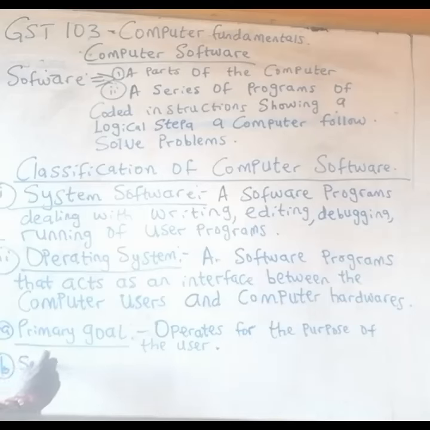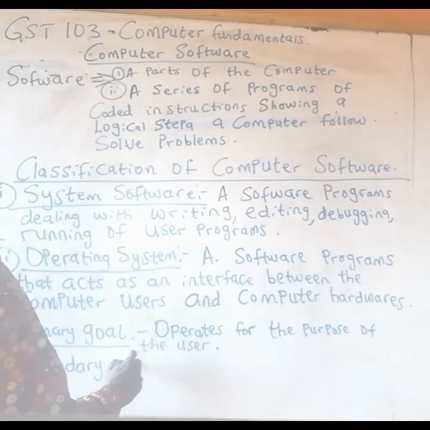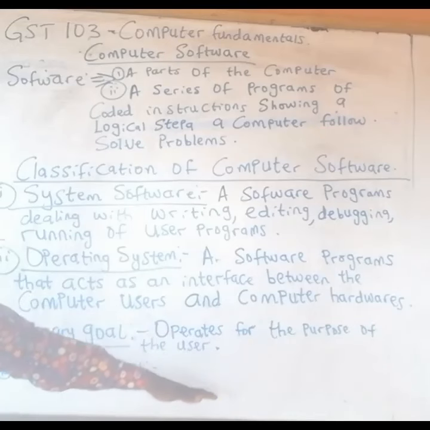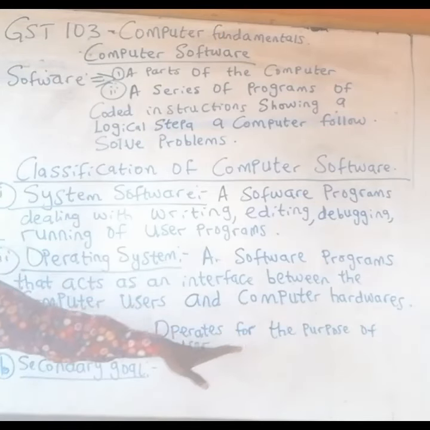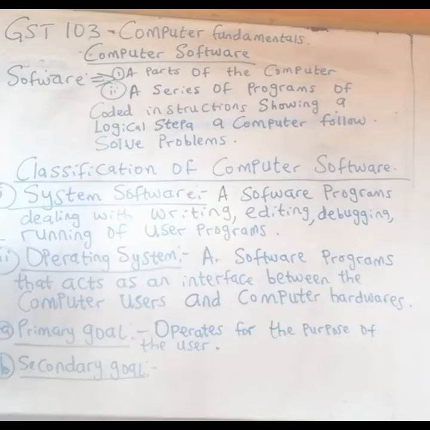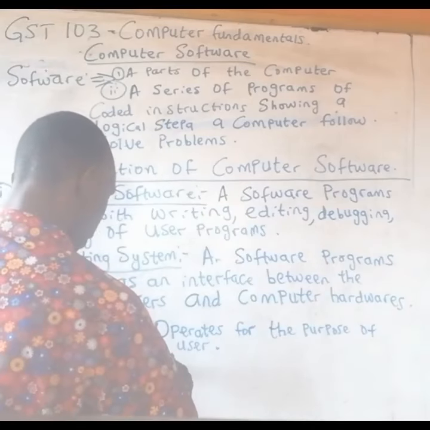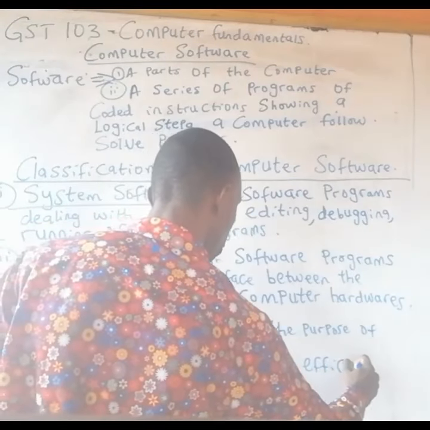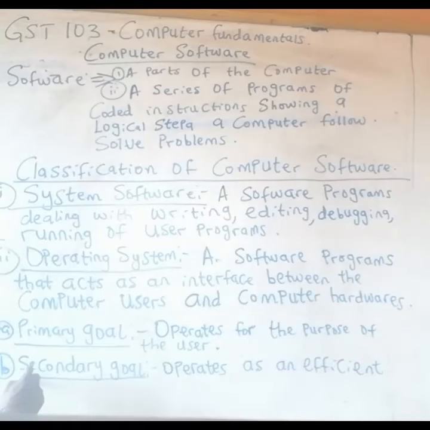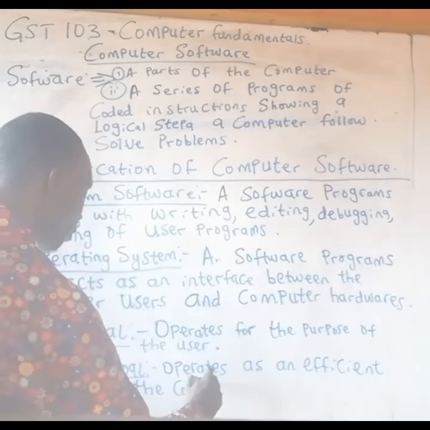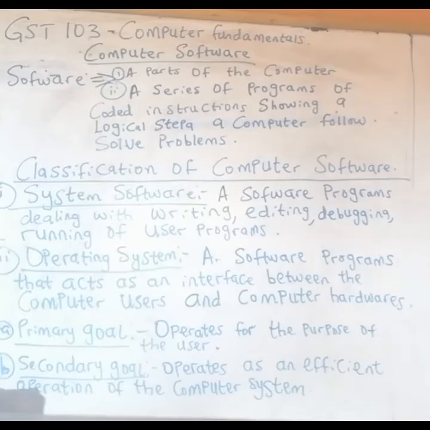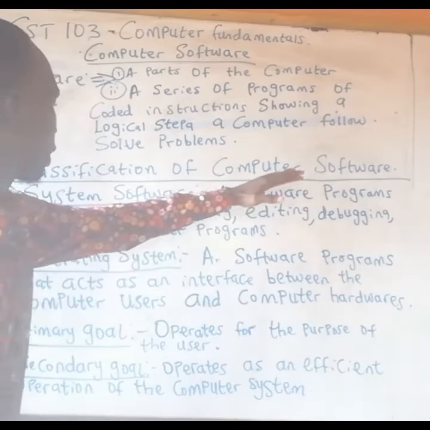And the second aspect is what we refer to as the secondary goal. On the aspect of the secondary goal, it operates as an efficient operation of the computer system. So that's on the aspect of the classification.